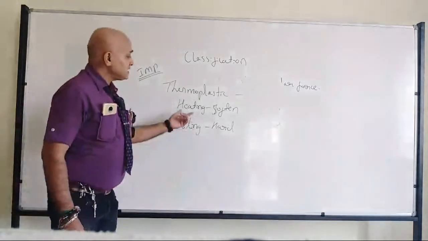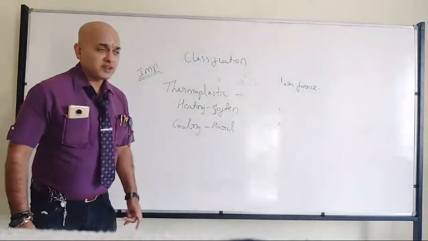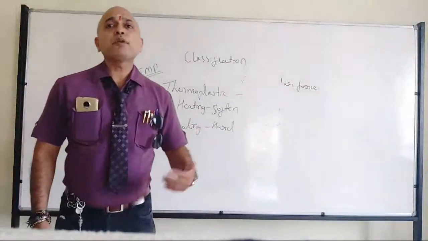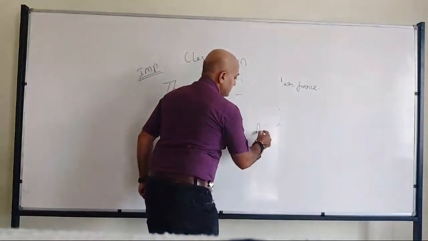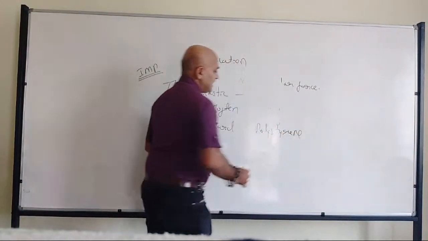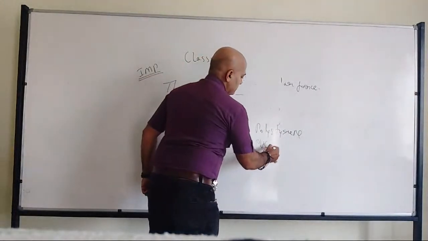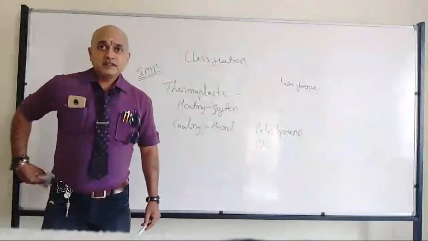So thermoplastic polymers are those which on heating become softened and on cooling become hard. Polystyrene can be one of them. All these examples I am going to discuss in detail. Polystyrene or PVC, all of them can be examples for thermoplastic polymers, right?